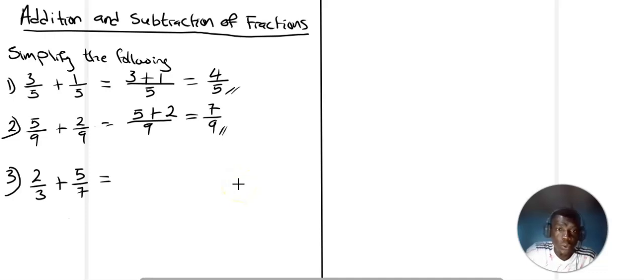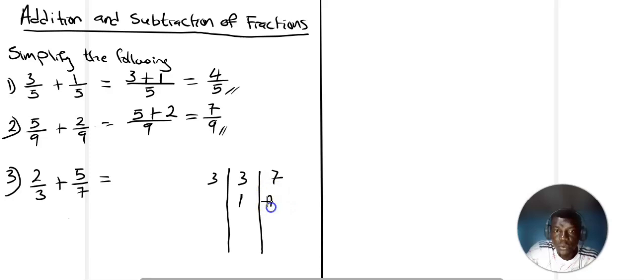So let's go. Let's find the LCM of 3 and 7, which are the denominators of the two fractions we have here. This is how you find the LCM. I have two numbers here, which are 3 and 7. So let's divide by the number that can divide them. Let's start from the lowest number, which is 3. So 3 in 3 here will give you 1. 3 cannot divide 7, so you bring down the 7.